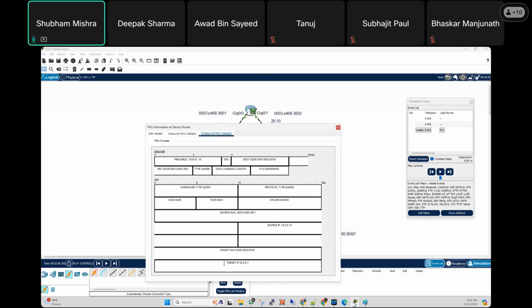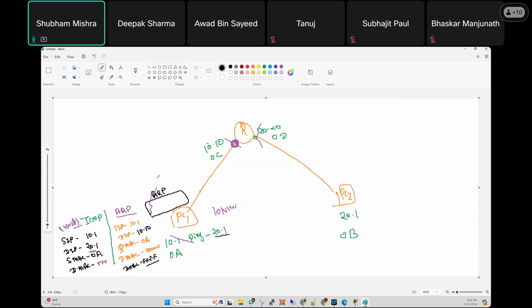See, in the outbound packet, what is the source IP address? 10.10. It means this ARP packet reached the router. What is the router doing now? The router is generating the ARP reply. Everyone, this is the ARP request. Now the router is generating the ARP reply.